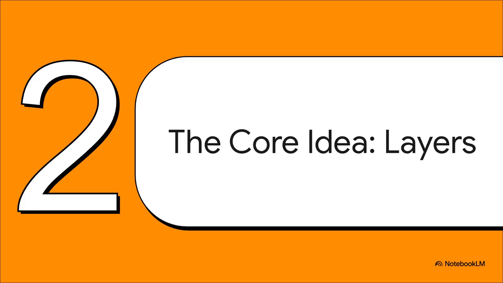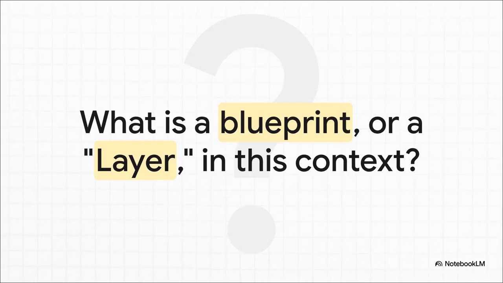So, how does this whole blueprint thing actually work? Well, it all comes down to one really powerful central concept from the Effect ecosystem, something called a layer. And that, of course, brings up the million-dollar question, right? What on earth is a layer? What are we really talking about when we say we're building our application as a blueprint?